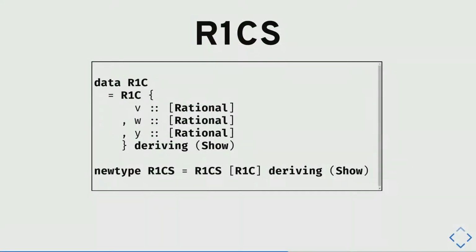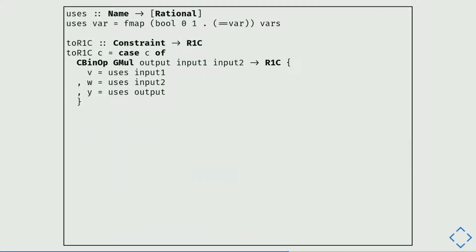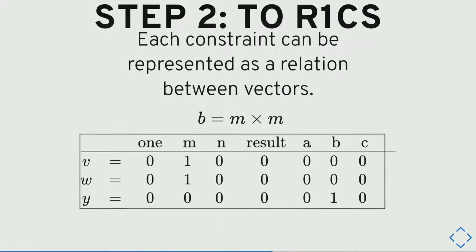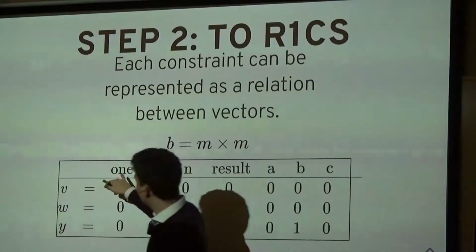And then we can represent that same structure in Haskell, just like so. So the v, w, and y is just a list of vectors, but they're actually polynomial coefficients. And then we have one rank 1 constraint for each constraint. Cool. And then we can write that in Haskell by having this function called uses, which for every single variable. Actually, it's important to note that these variable names are just arbitrary.